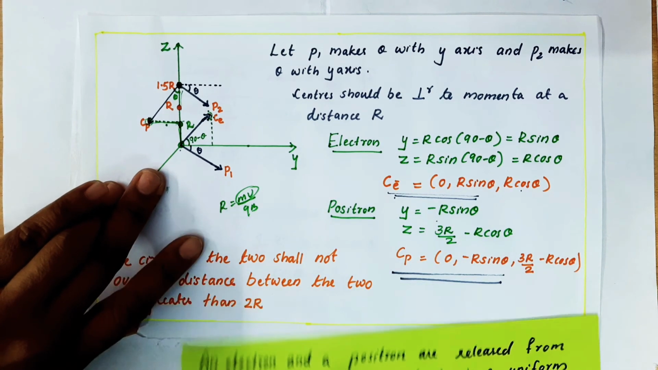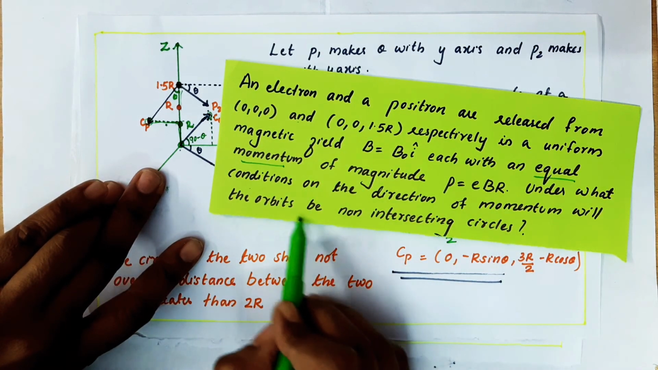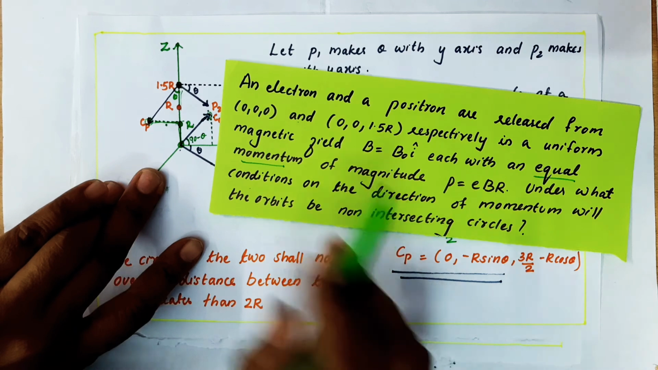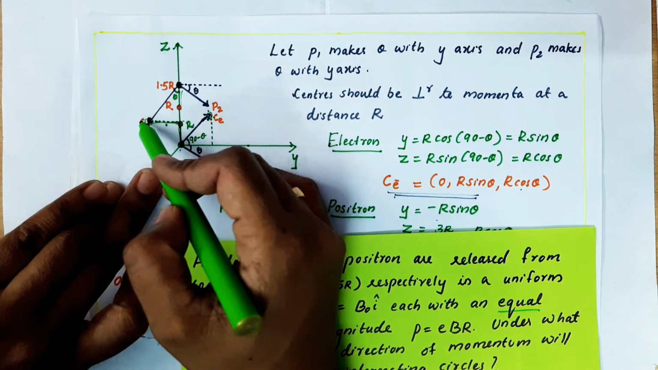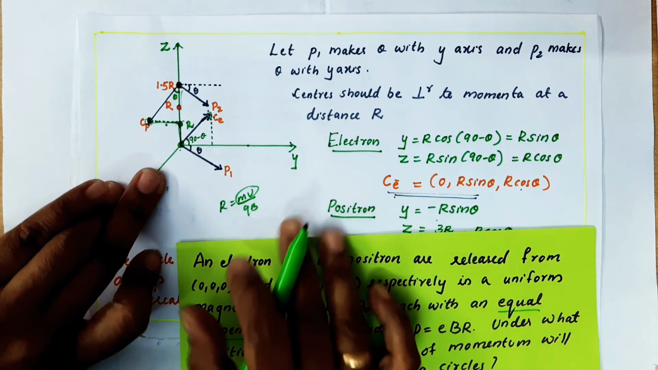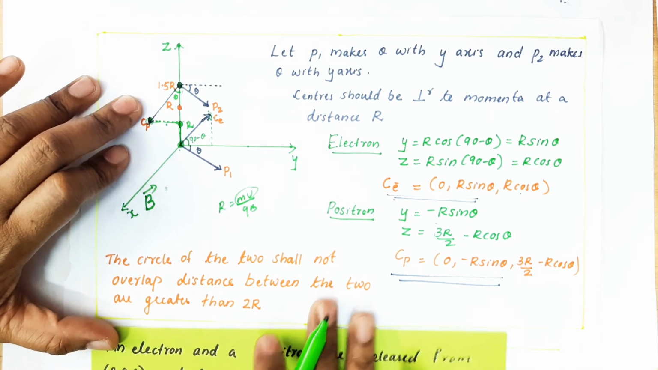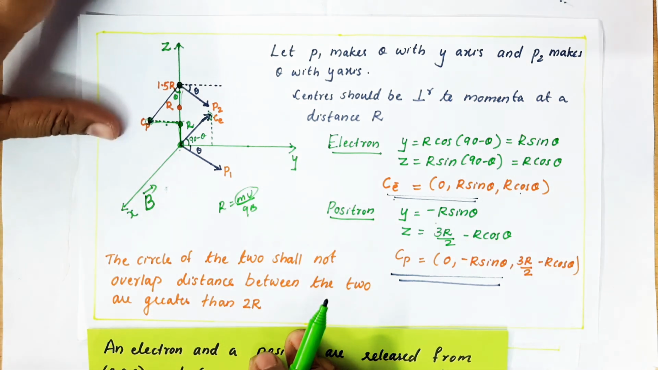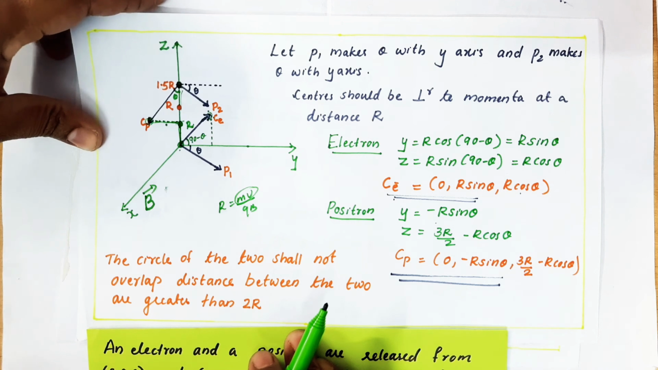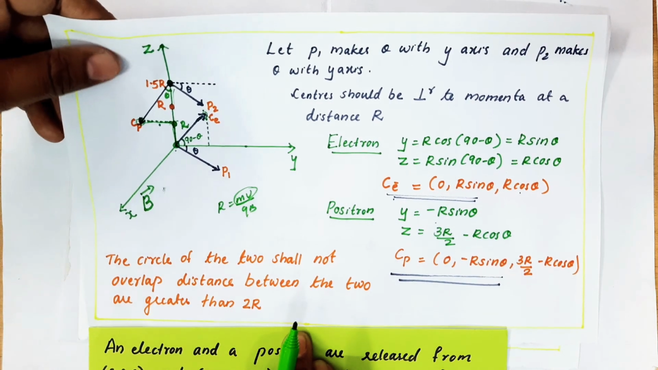Now our question is, under what condition of the direction of momentum will the orbits be non-intersecting circles? It means this will form a circle, this also will form a circle, but they should not intersect. If they are not intersecting, the distance between the centers should be greater than 2R.